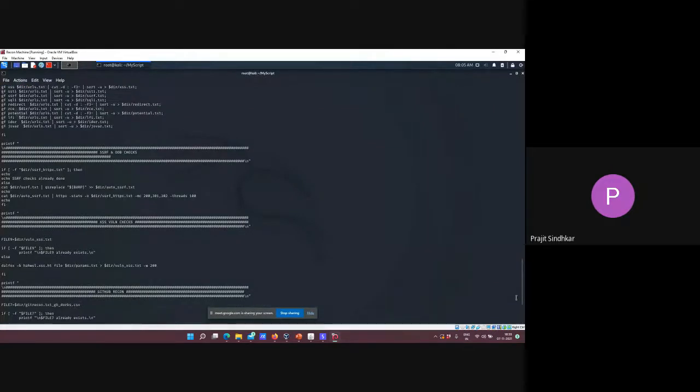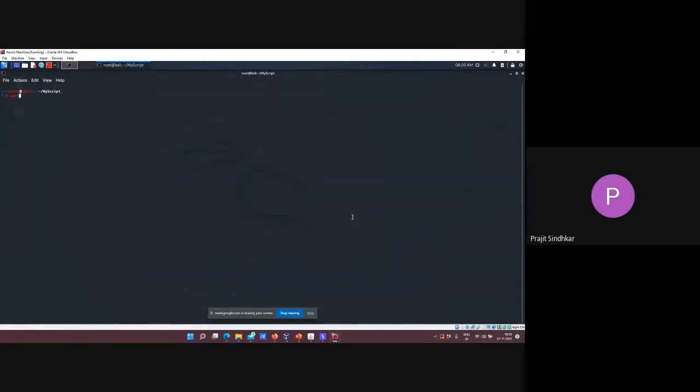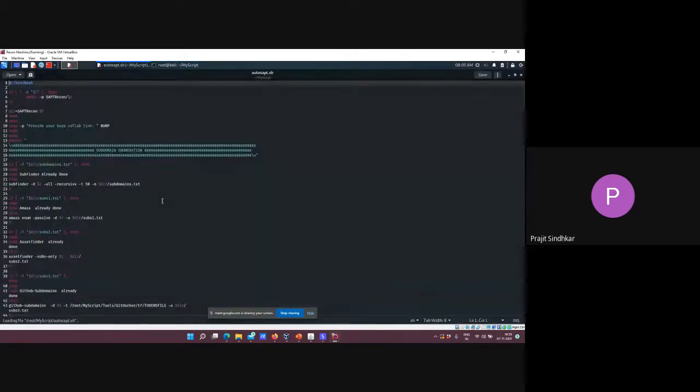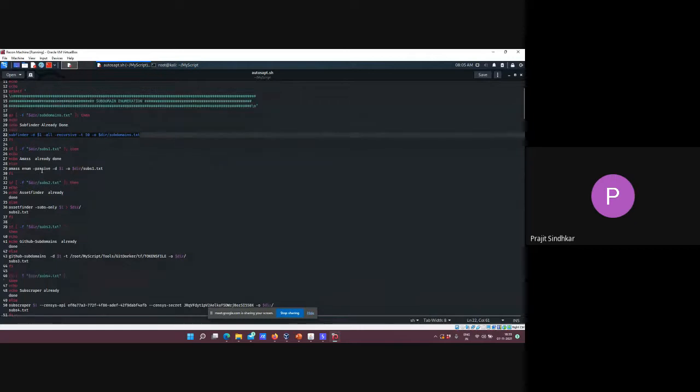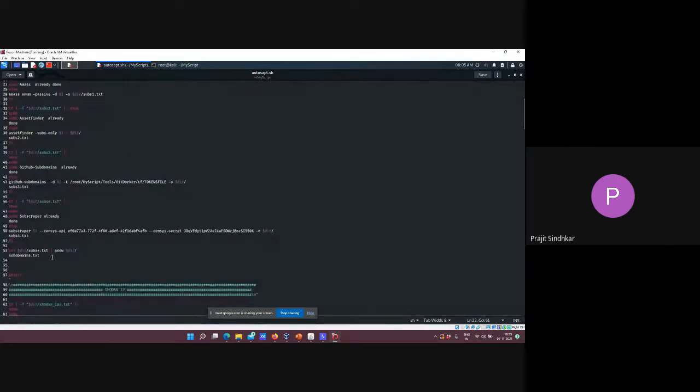Okay, so I have my own script which I use to find bugs. It has four different tools. Let me just show you. So you can see there are four or five different parts of this subdomain enumeration, because if one tool does not find a subdomain, you can simply get it from another, and I combine all of them by ANU.